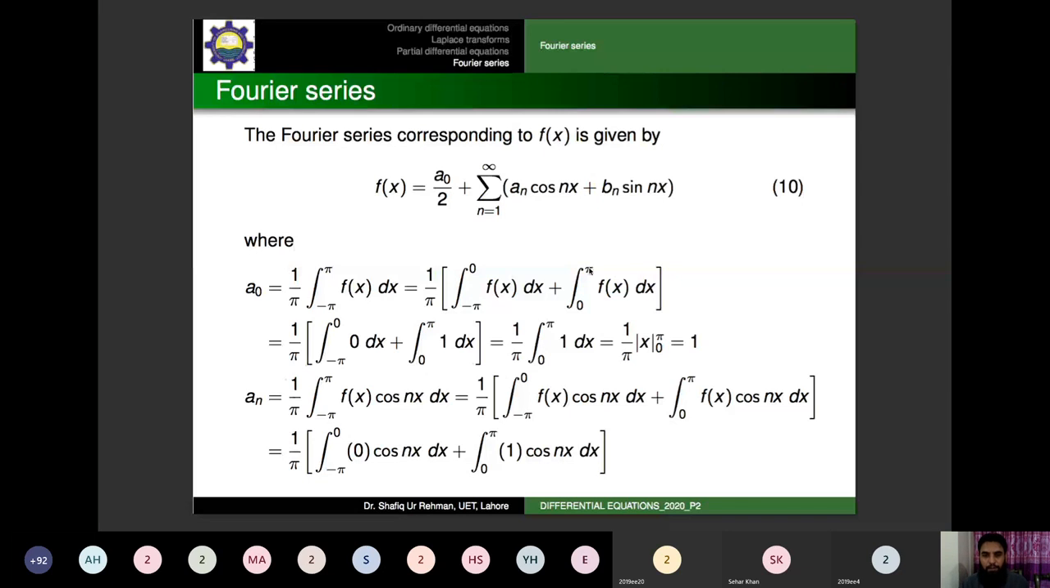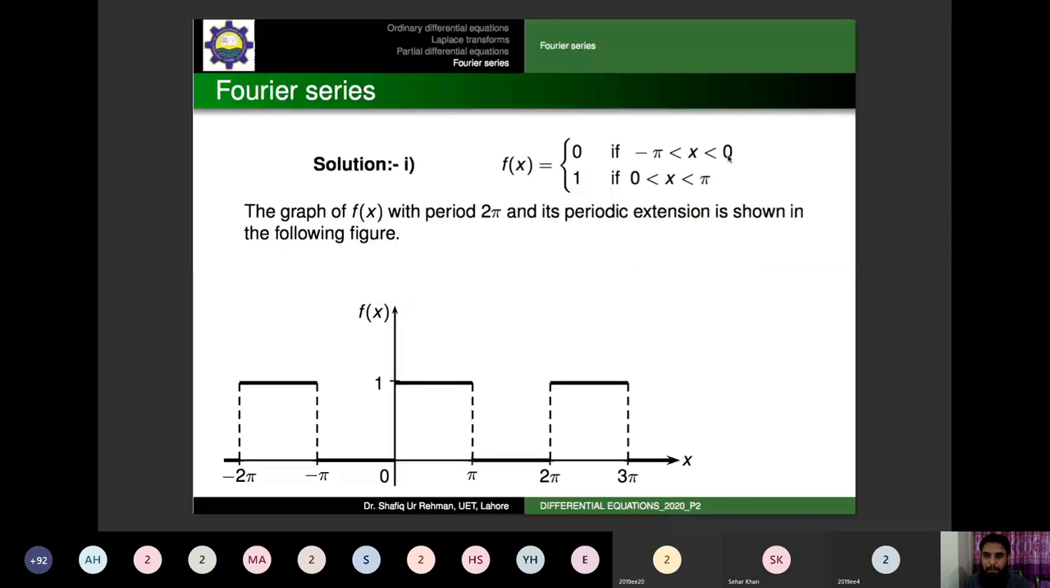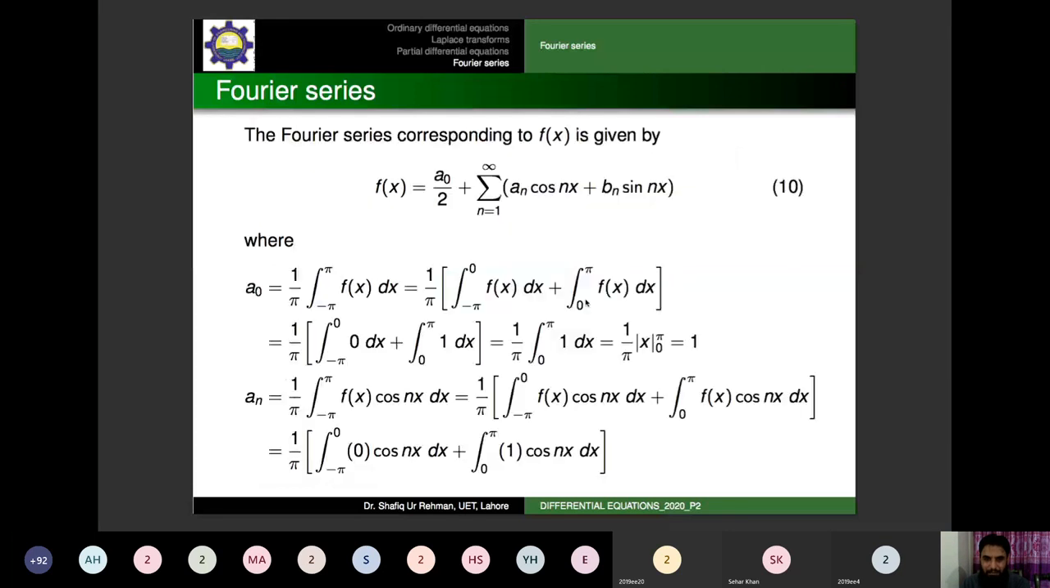If you look at the portion of the domain from minus pi to 0, we see that over that part of the domain, f of x is 0. And from 0 to pi, f of x is 1. The first part is going to vanish and we're left with the second. Simplify that, and eventually we have a naught equal to 1.